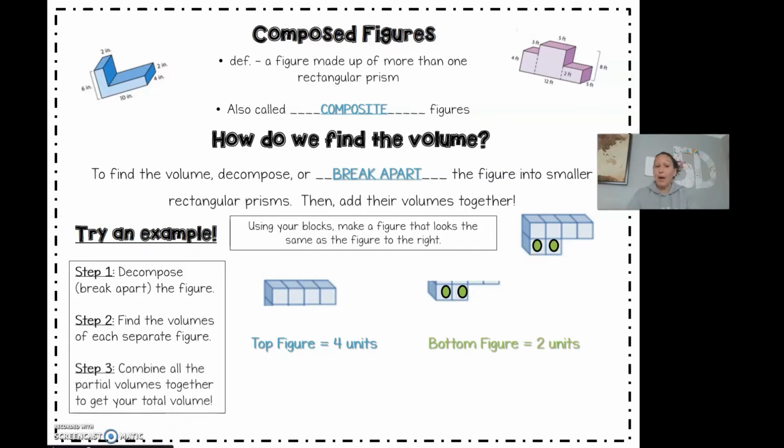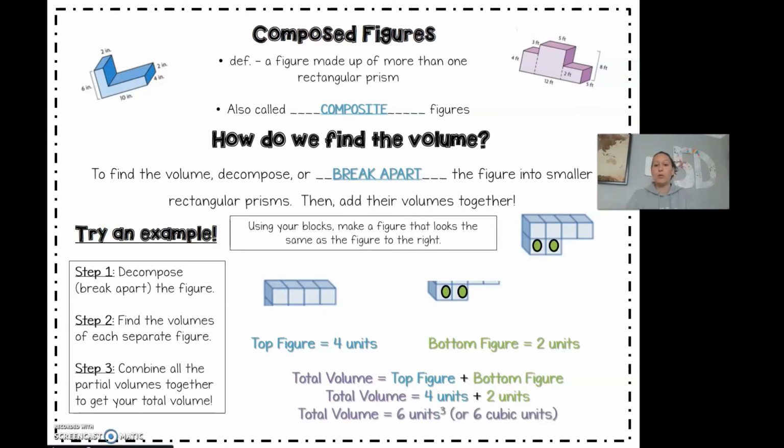Now finally, I need to combine all of those mini volumes together to find the total volume. So the total volume would be the top figure plus the bottom figure. I know that the top figure was 4 units, the bottom figure was 2 units, so I can add that together to give me a total volume of 6 cubic units, or 6 units cubed. And if I put this back together to look like it originally did, I can very easily count 1, 2, 3, 4, 5, 6 cubes to show that my answer matches what my blocks had started with.